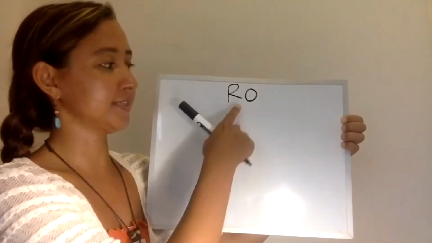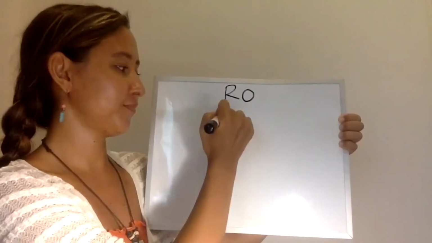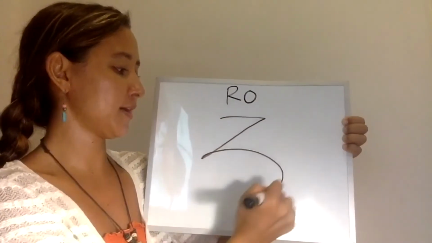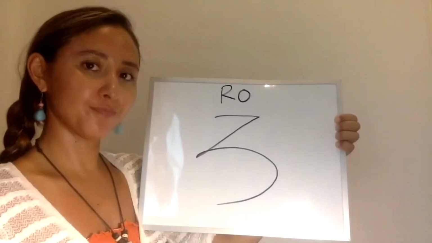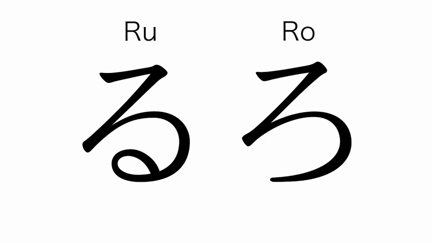The last one is lo. 1. Lo. Lo. That's all for the 5 letters.